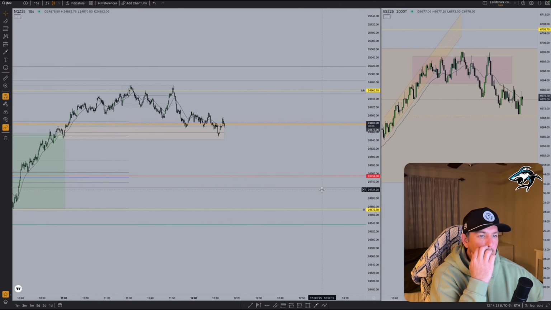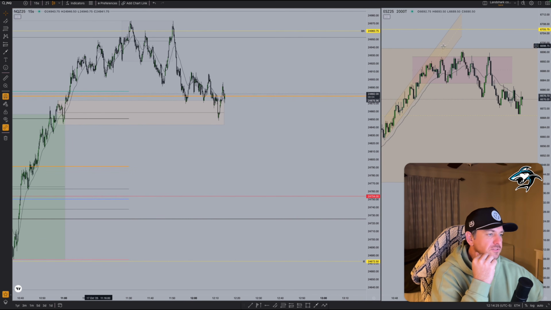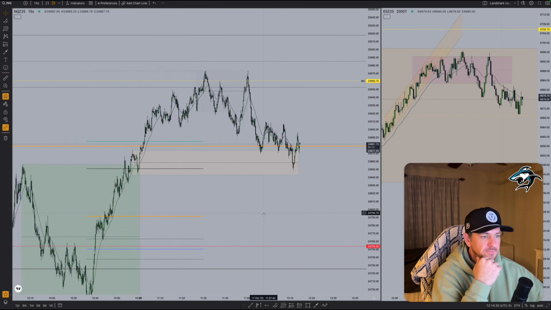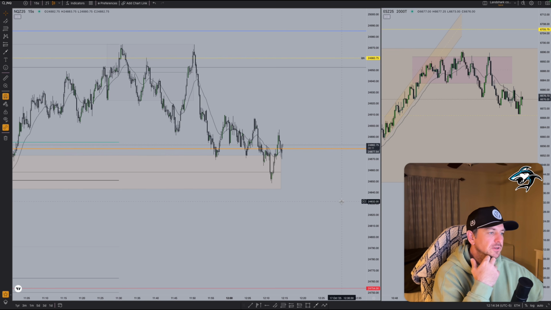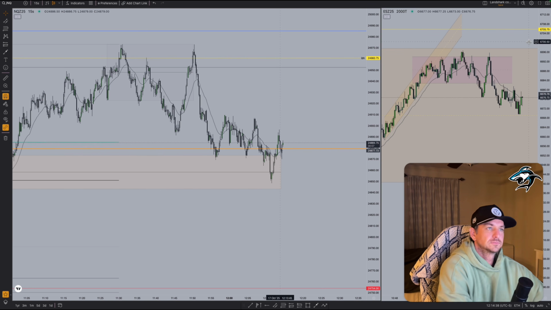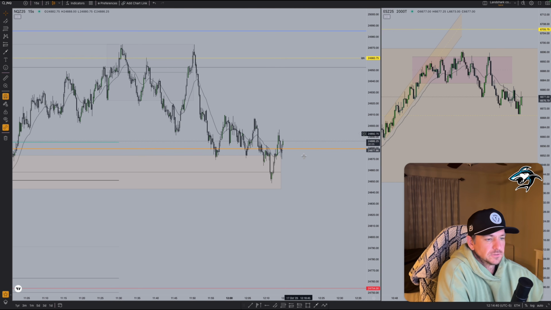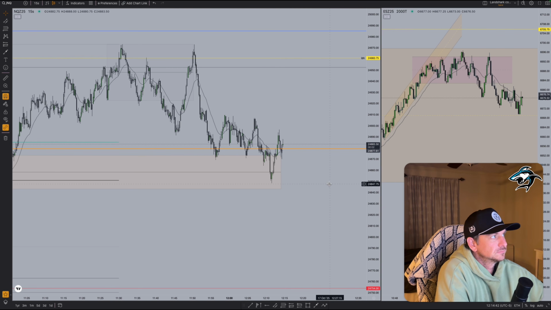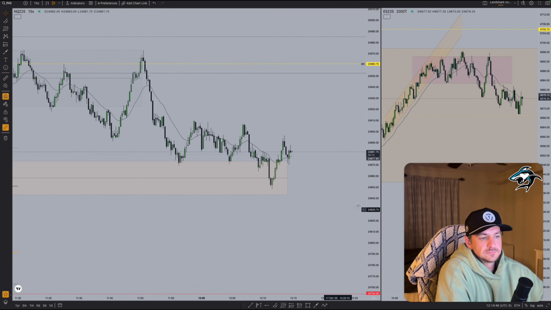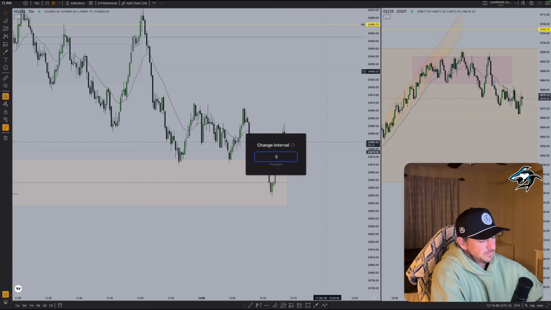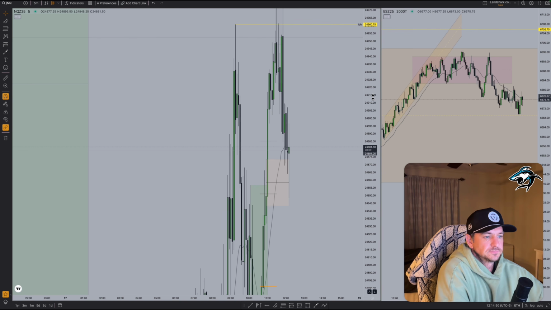On ES, you saw me measuring these two moves. It's a double impulse move. After a double impulse or two moves in the same direction, and we don't continue, look for what? Look for a move in the opposite direction. On the 5 minute, this is what I'm seeing.